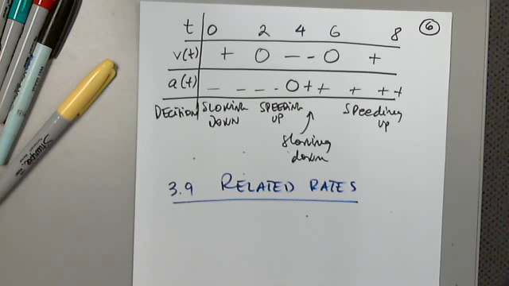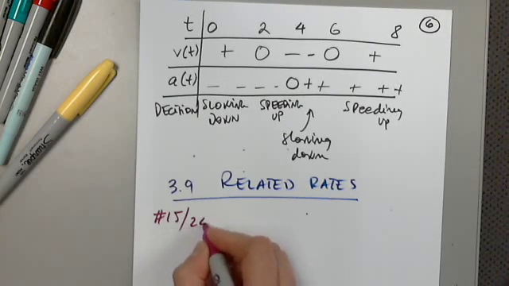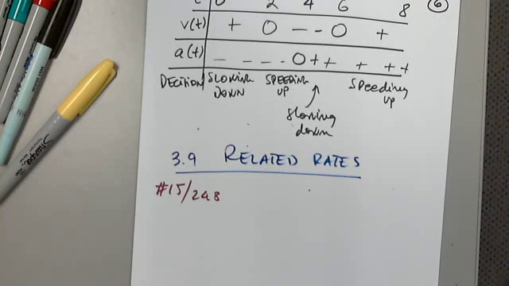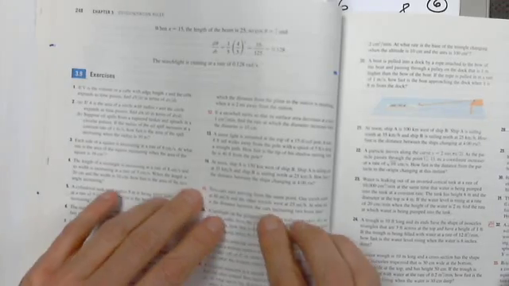So we could spend a month on this topic alone, but we're going to look at the basic idea and problems from page 248. Let's start with problem 15. Let's read the problem. Then I'll walk you through and we'll discuss how we think about related rates.